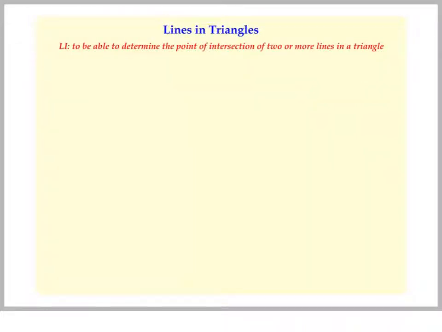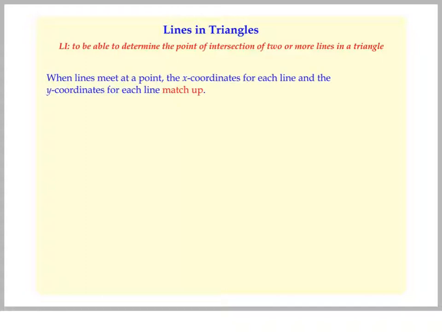This video reintroduces the idea of using simultaneous equations to work out the point of intersection between two or possibly more than two lines. We know already that for two lines which meet at a point, the x-coordinates are the same and the y-coordinates are the same. If that wasn't the case, then the lines wouldn't meet.